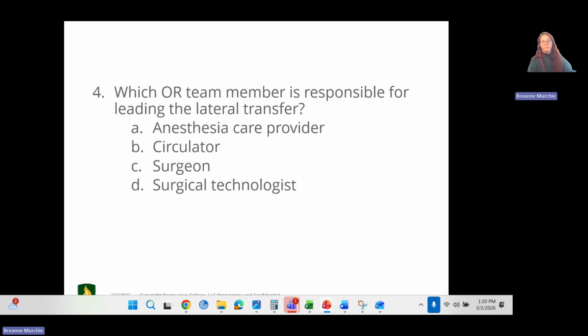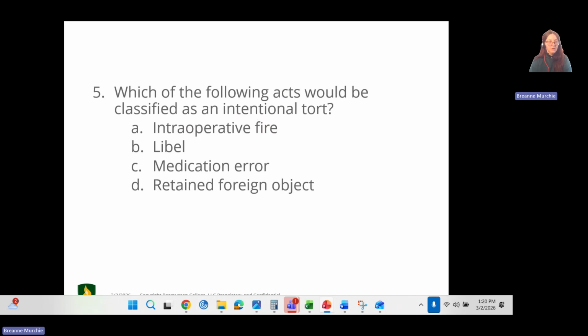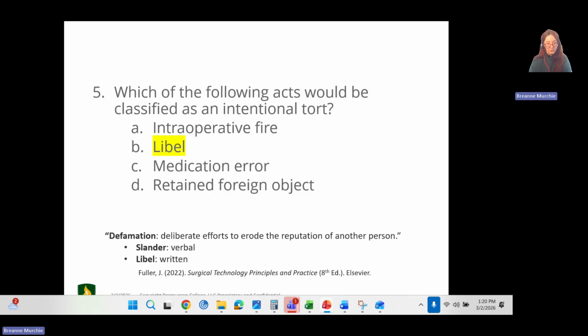Okay. Number 4, which ORT member is responsible for leading the lateral transfer? And that is the anesthesia care provider. And that is because they are responsible for maintaining the airway. Number 5, which of the following acts would be classified as an intentional tort? That's going to be libel. Libel falls under the umbrella of defamation, and libel is written defamation, slander is verbal defamation.